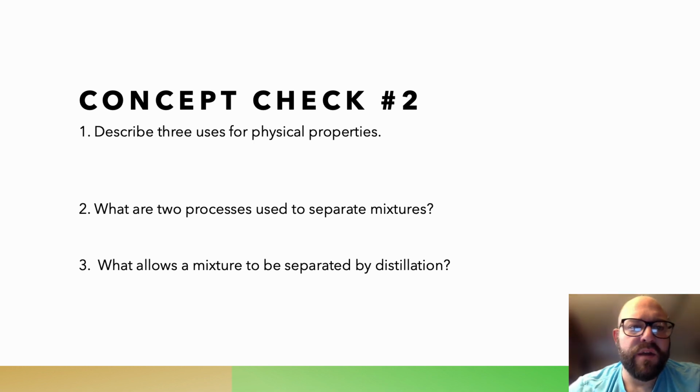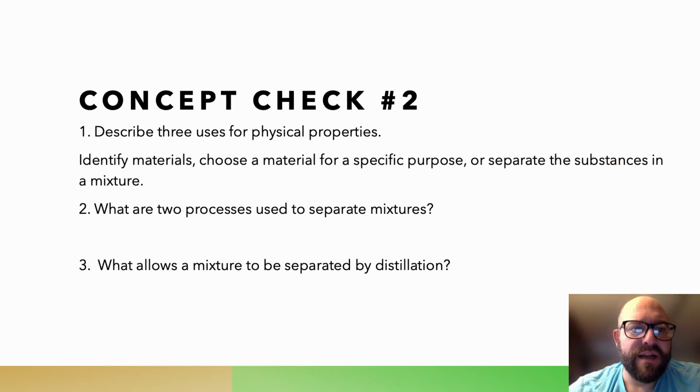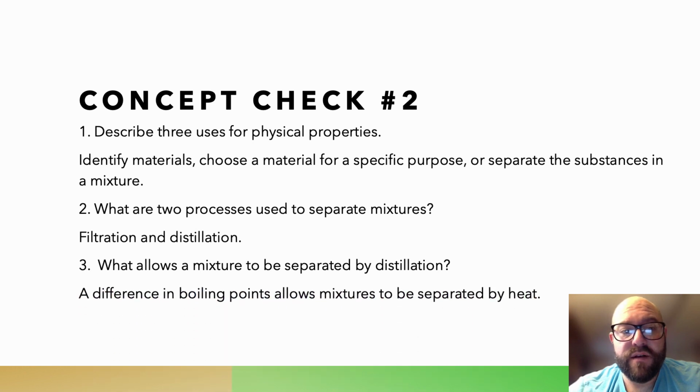Question 1. Describe 3 uses for physical properties. Identify materials, choose a material for a specific purpose, or separate substances into a mixture. What two processes separate mixtures? Filtration and distillation. What allows a mixture to be separated by distillation? A difference in boiling points allows mixtures to be separated by heat.